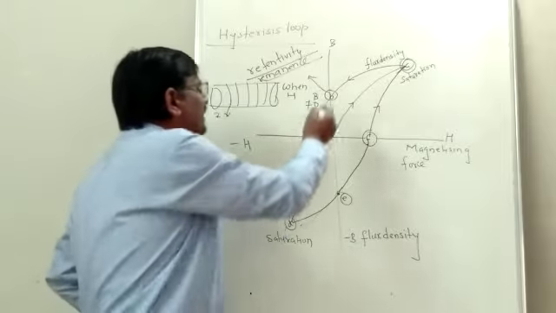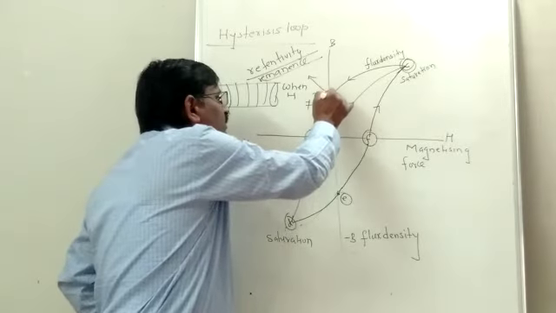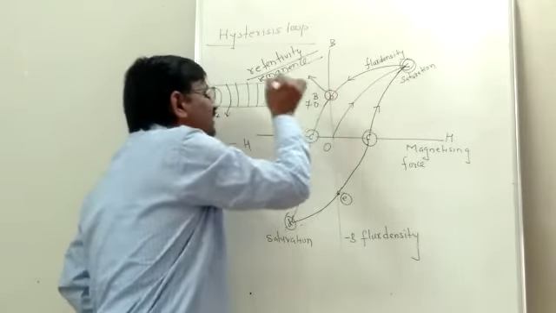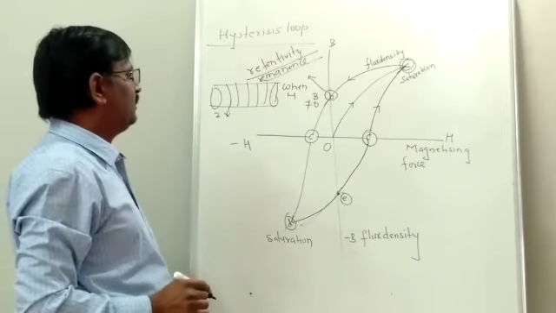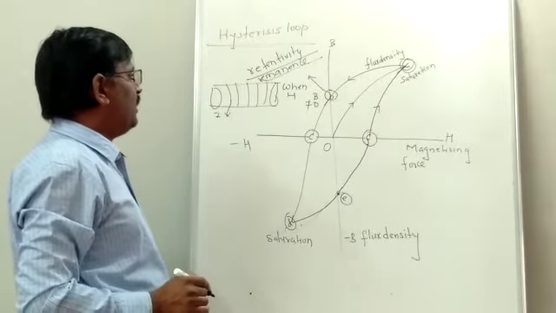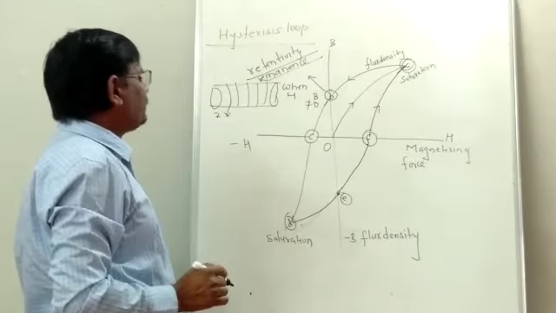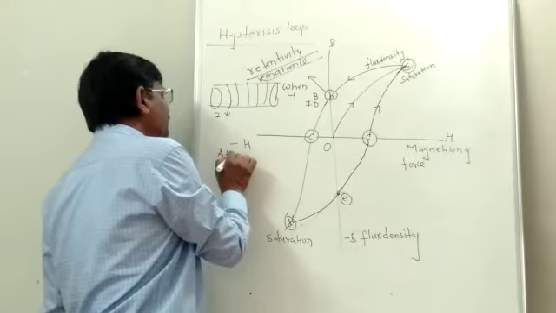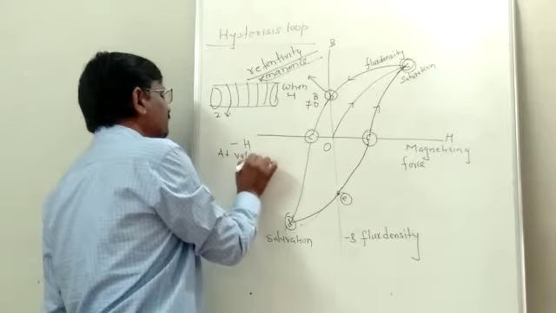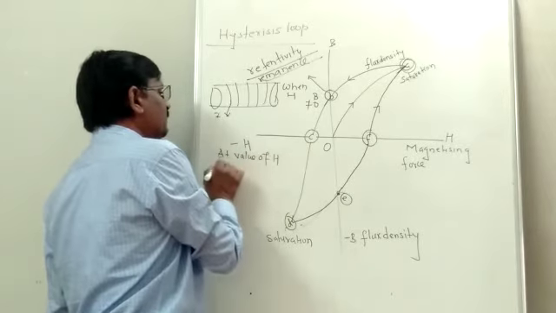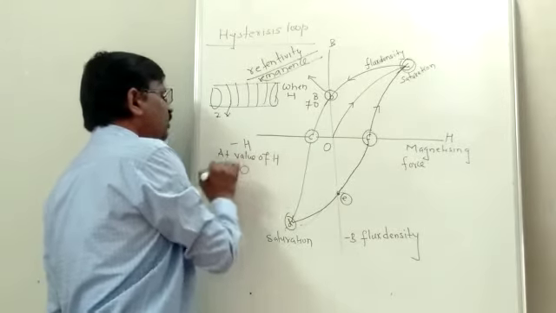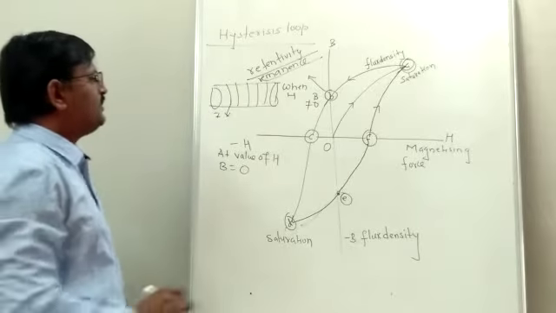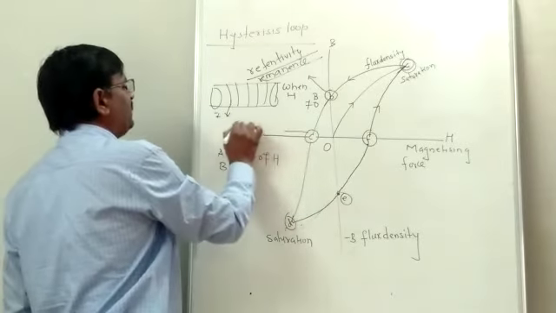When the current is reversed, at a certain value of H, B becomes 0. This is called coercivity.